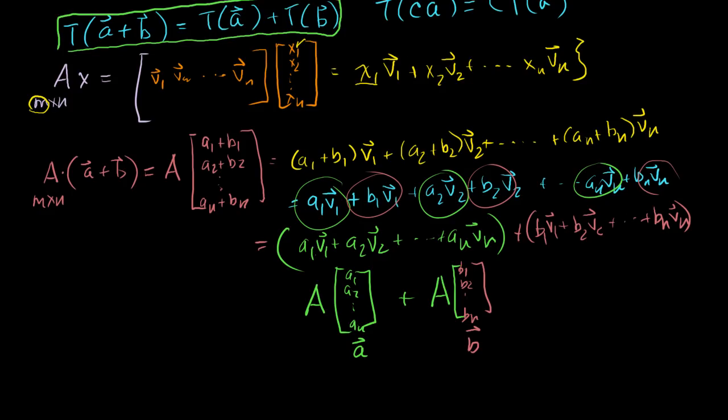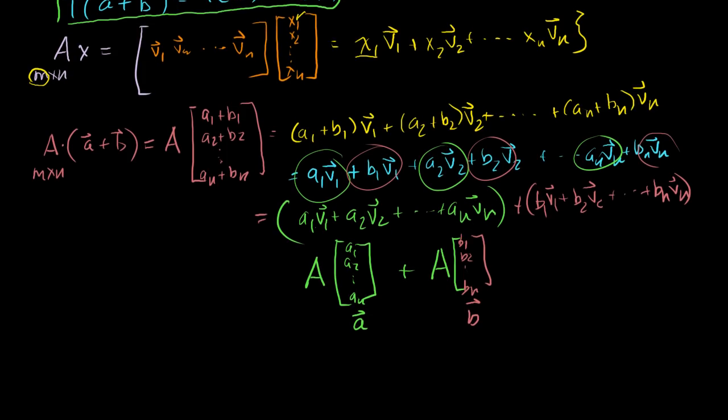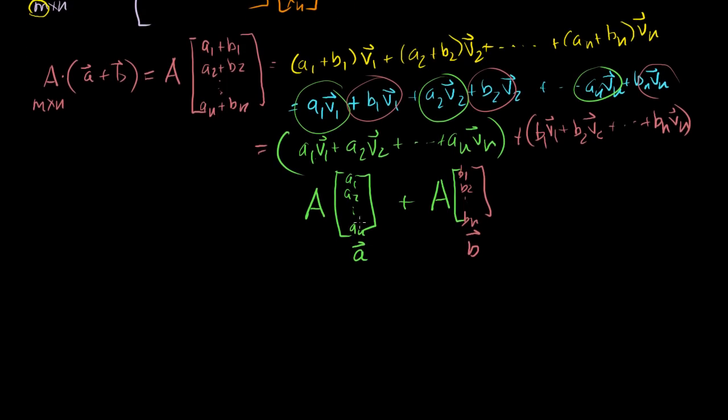And then what about the second condition? And this one's even more straightforward to understand. C times a1. So let me write it this way. The matrix capital A times the vector c lowercase a.